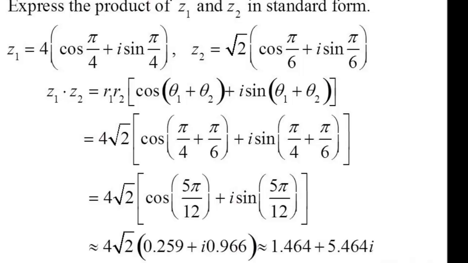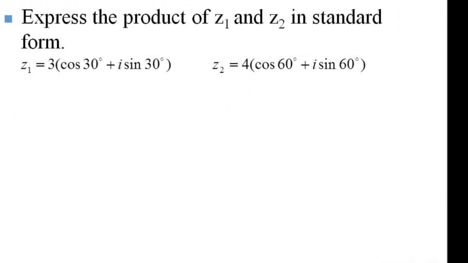Then using the calculator, yay calculators, we can find the cosine of 5 pi over 12 and the sine of 5 pi over 12. Multiply both of those by 4 times the square root of 2, and we get our complex number 1.464 plus 5.464i. Try this. Find the product of z1 and z2 and write it in standard form.